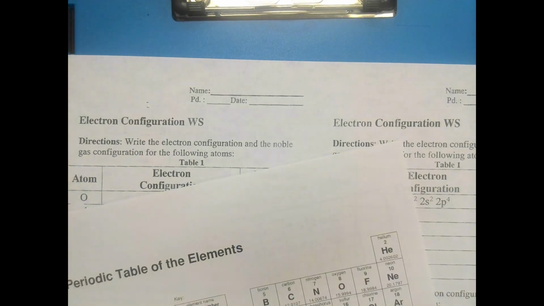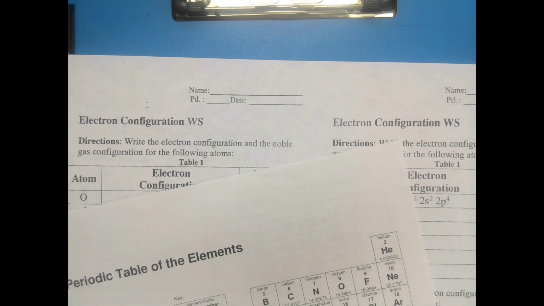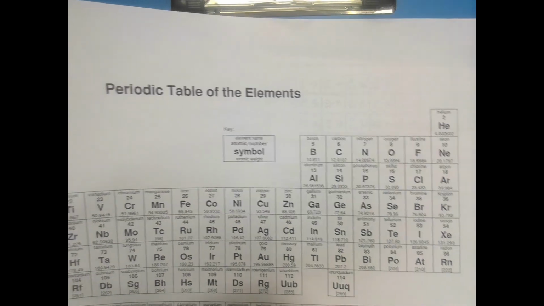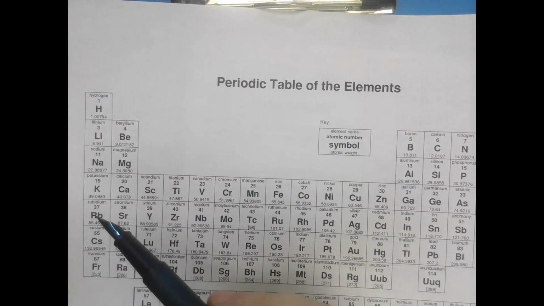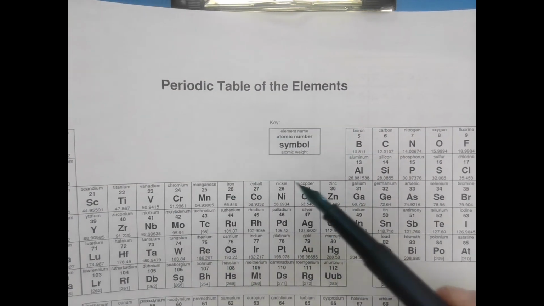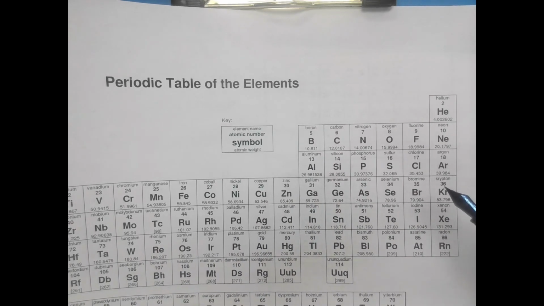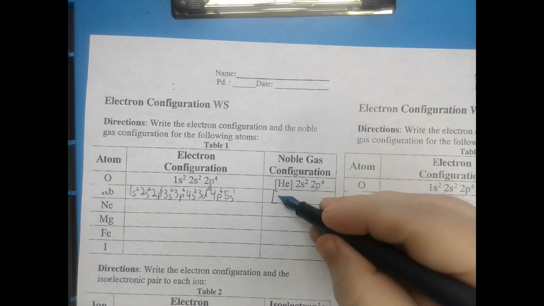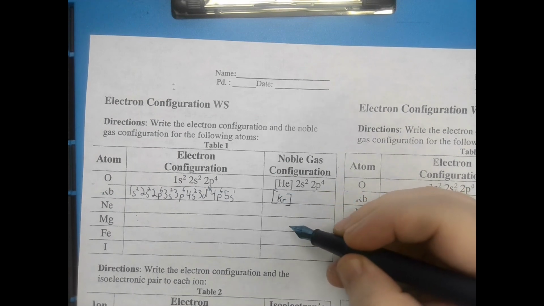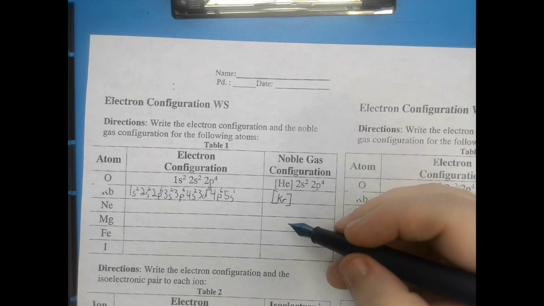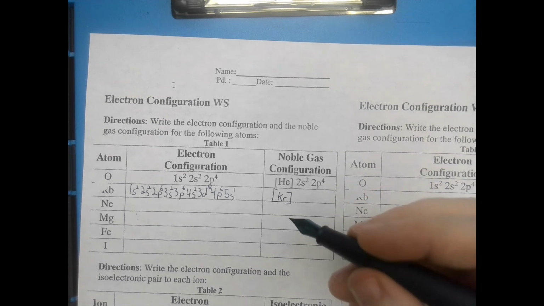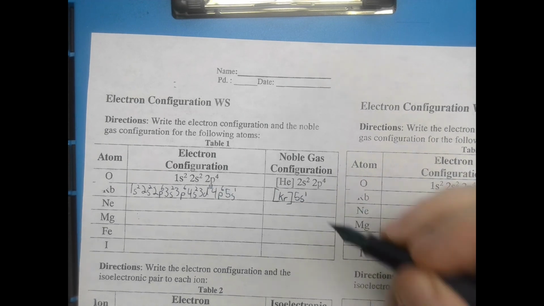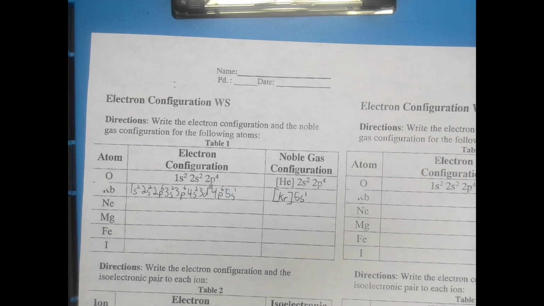Doing the noble gas configuration, we look at the previous noble gas before it. So rubidium is right here. So we're going to go up this row all the way down to the last one, which is krypton. So I'll begin with krypton, and then it will be 5s1. I just read off that whole row.